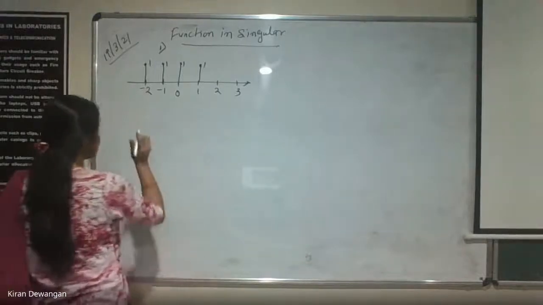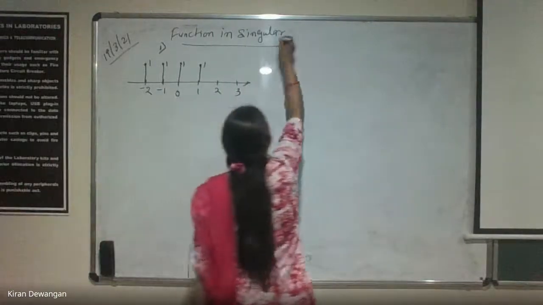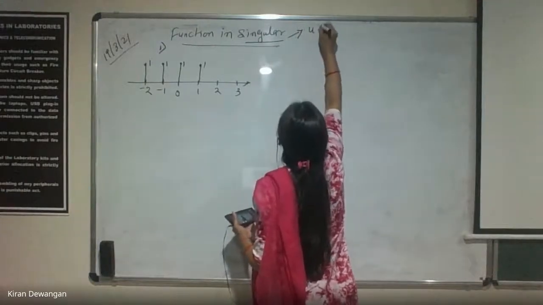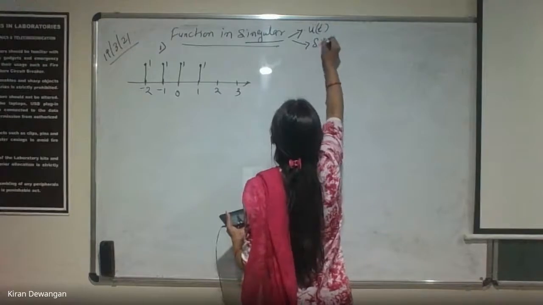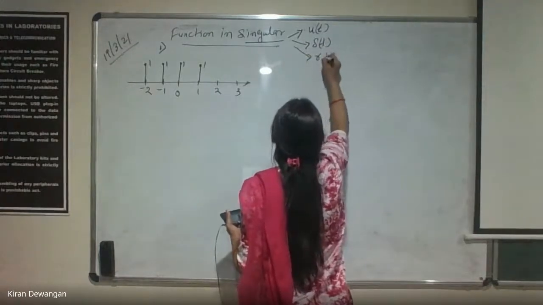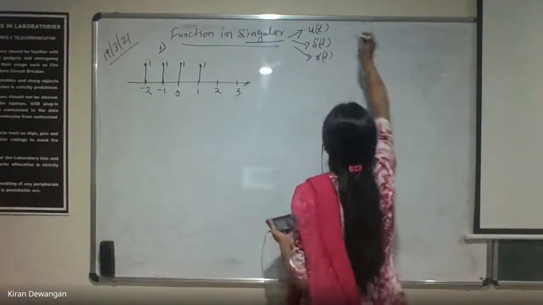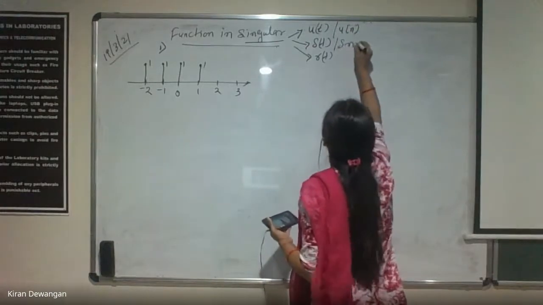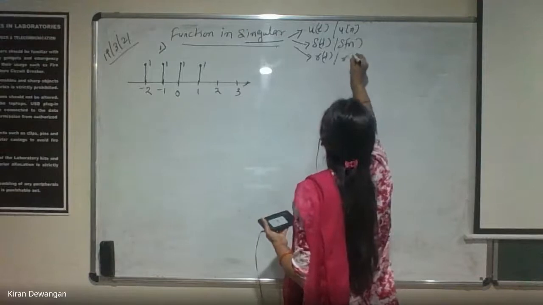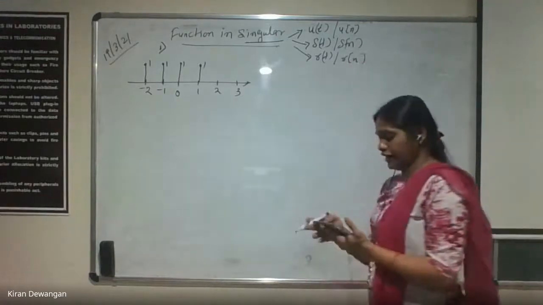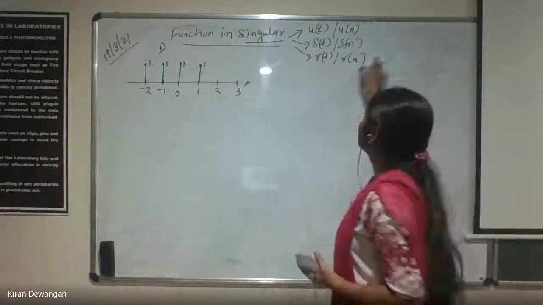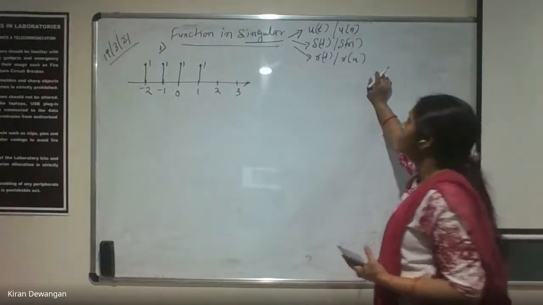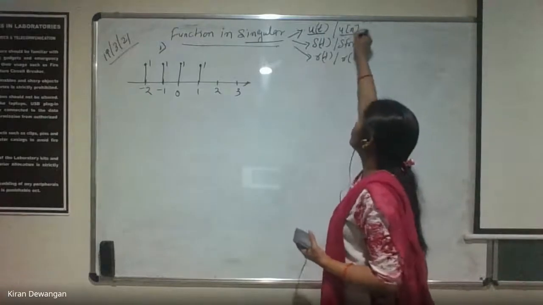Now what are singular functions actually? The singular functions may be in the form of u(t), delta(t), r(t) in continuous type, or u(n), delta(n), or r(n) in discrete type. So these are the different singular functions that we have already studied. We know what is u(t), we know what is u(n).